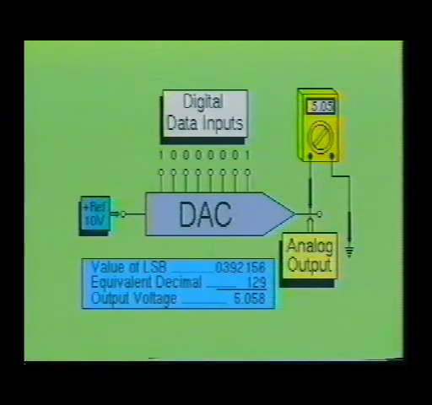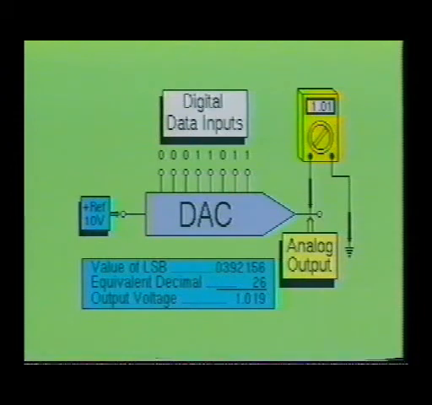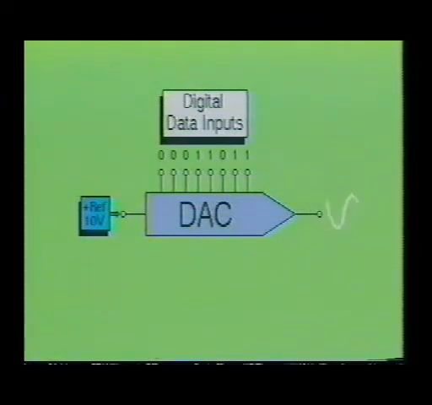A binary input of 100000001 would cause the device to produce approximately 5 volts at the output. Or a binary input of 000111011 would cause the DA converter to produce approximately 1 volt at its output. As you have seen, the output of the digital to analog converter circuit will depend upon the reference voltage and its binary weighted input. Digital to analog converter circuits are used extensively in today's modern industrial equipment.